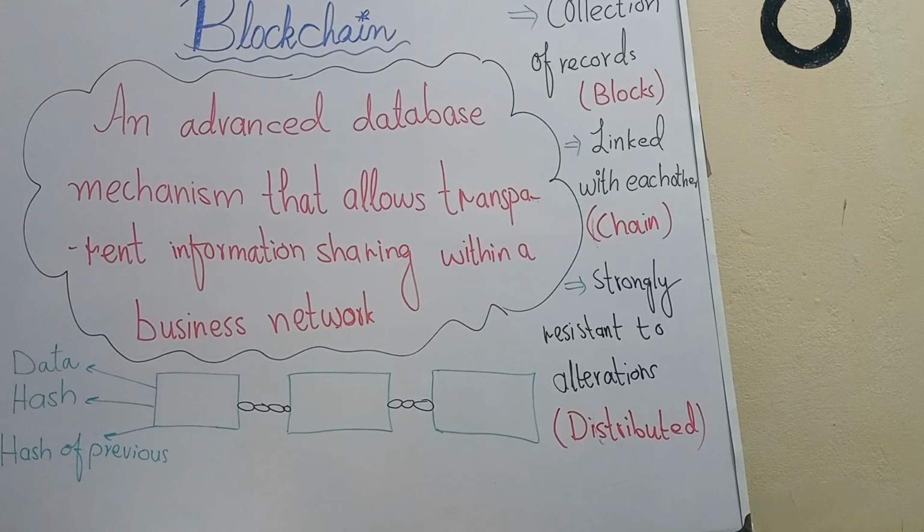As I have mentioned the word ledger in my example that I have given earlier, here the ledger is the block. In blockchain technology, we say the ledger is the block. Now coming to words, let us understand what actually a block is. A block is composed of three things: data, hash, and hash of previous.